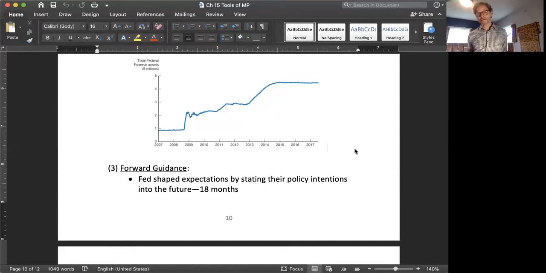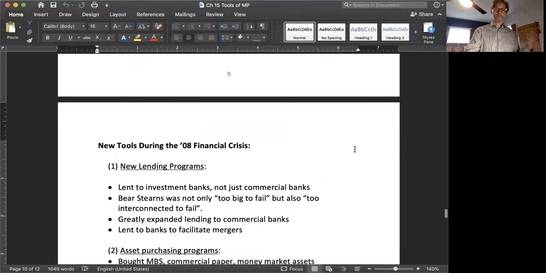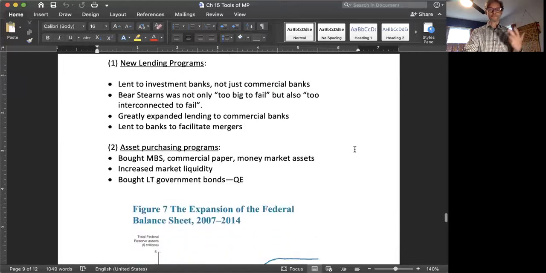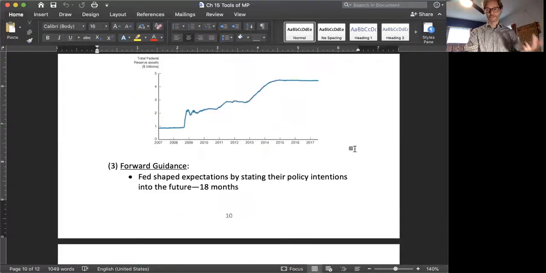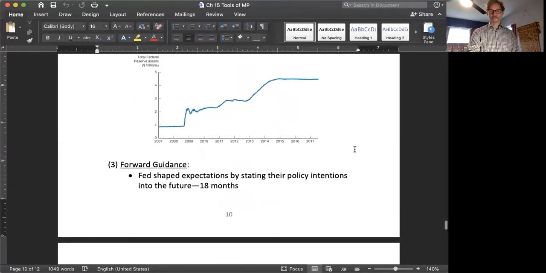So basically what the Fed was trying to do is give people some sense of confidence and reassure them about risk by saying interest rates are going to remain low for a long period of time, so you don't have to worry. And that was a new thing too. So, new lending programs, new asset purchasing programs, forward guidance. Those were some of the new things that the Fed tried during the crisis.